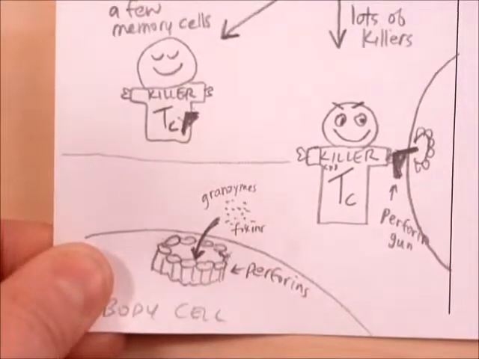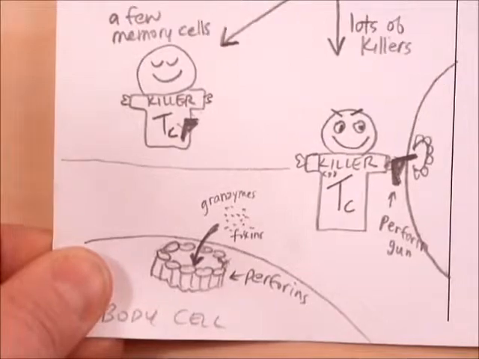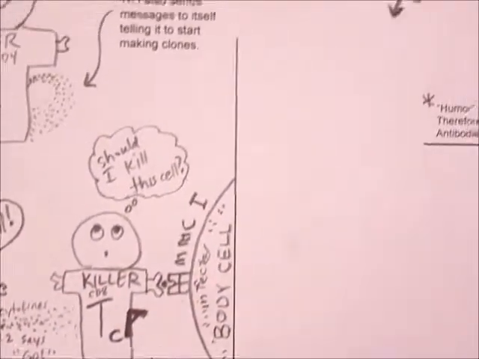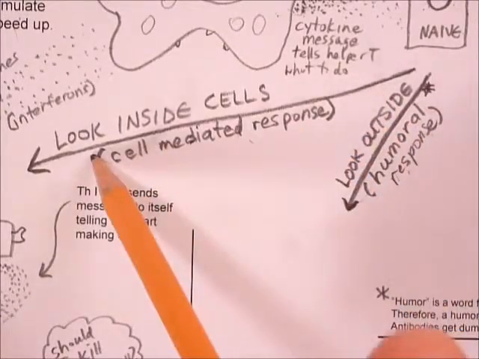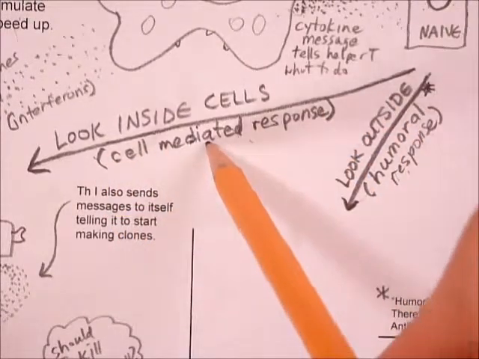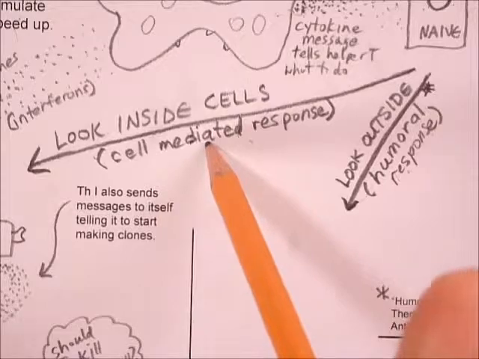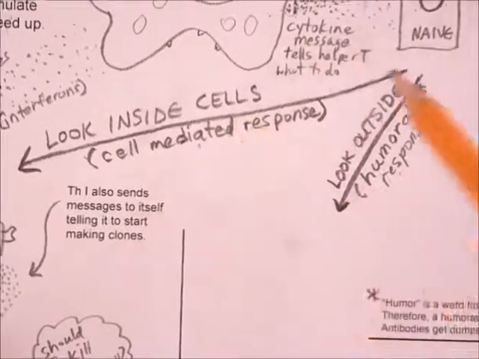So now let's go back and look at the humoral response. Okay, so we're going to go up here, back to where we're going to look outside. So that's what happens inside the cells. You got to kill the cell. Unfortunately, once a cell is infected, that's it. Cell's gone. Got to kill it.